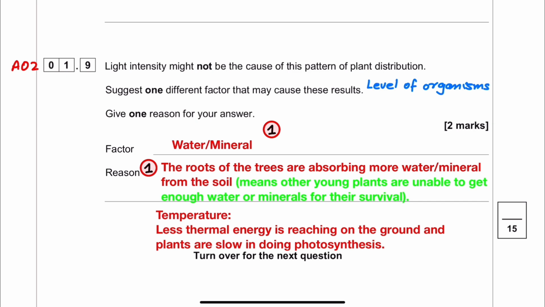The third option which the student can write is temperature. Less thermal energy is reaching the ground and plants are slow in doing photosynthesis.